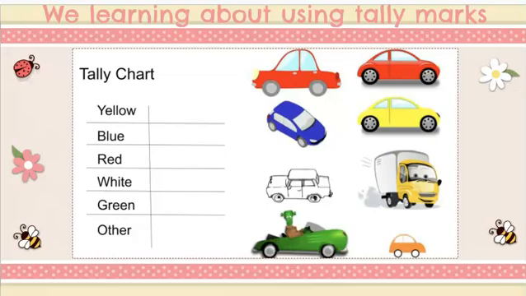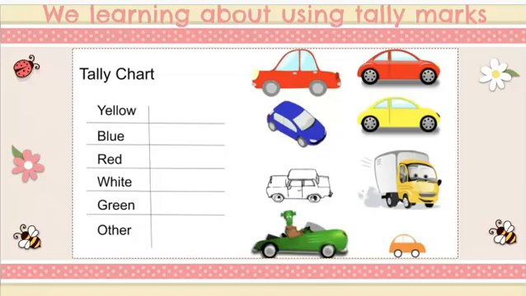Let's look at an example of collecting information or data about the colour of these vehicles. Some of them have got cute little faces. I haven't really seen little faces like that on vehicles before, but these ones look quite cute. The tally chart here has the different colours. It has yellow, blue, red, white, green and other. Other covers different colours that aren't included in the colours that are already here. So rather than writing a big long list of colours, you can just pick some and then write other.